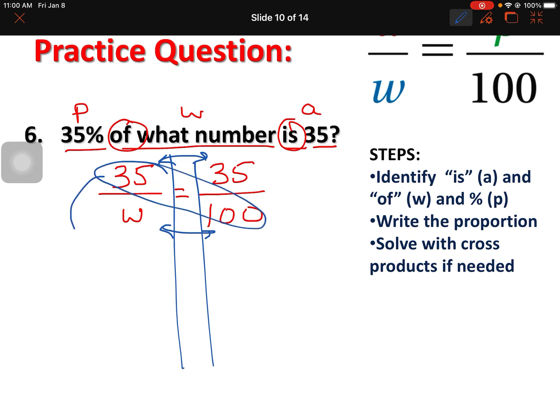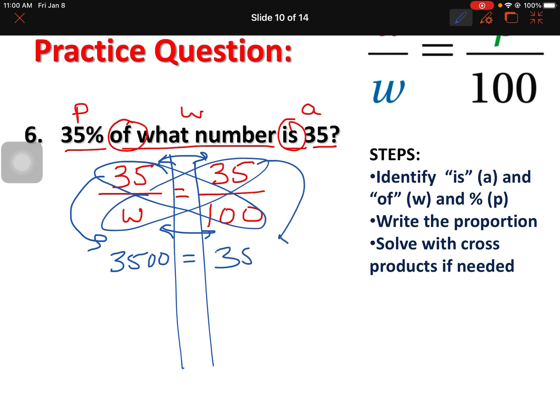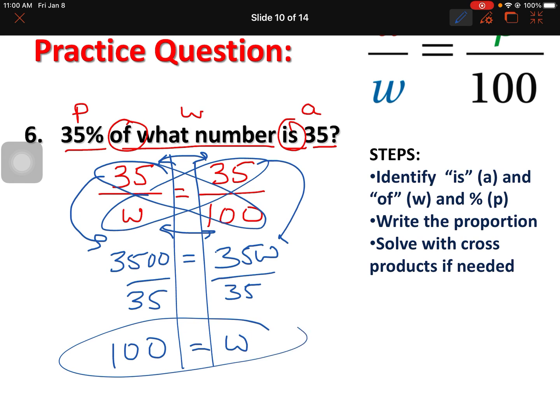But in case you don't recognize that, you would go ahead and do this because it's going to work 100% of the time. And you're going to end up going like this. And you're going to divide both sides by 35. And you're going to get W equals 100. So 35% of a number that will equal 35 has to be 100. So, all right, that one was pretty easy once you had it set up.